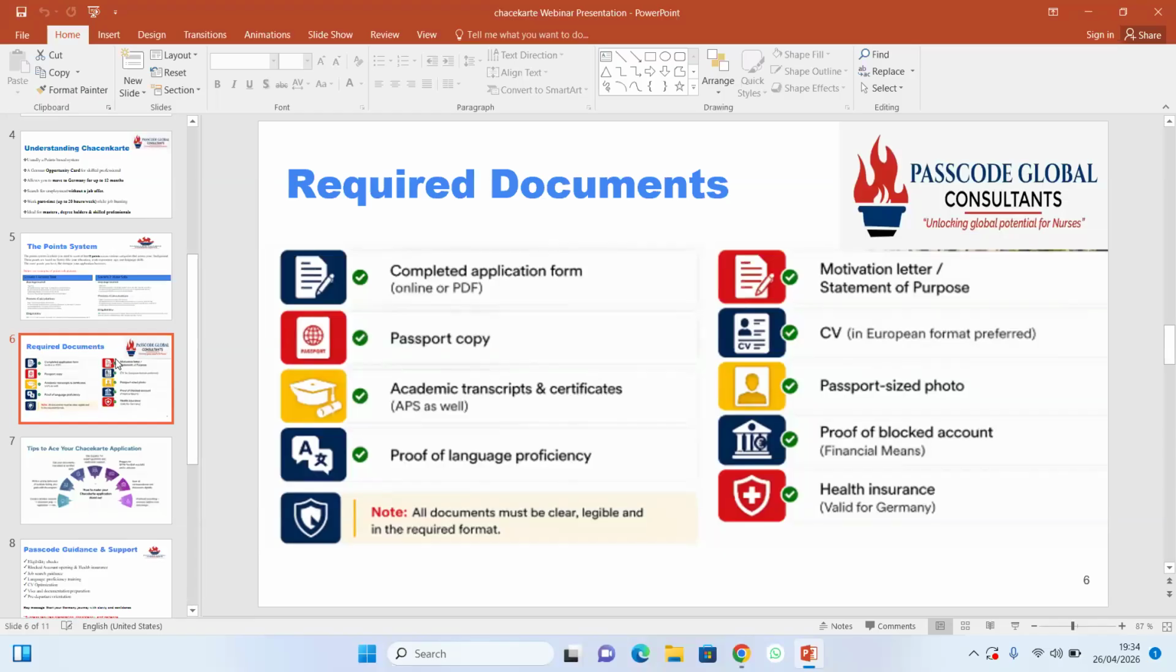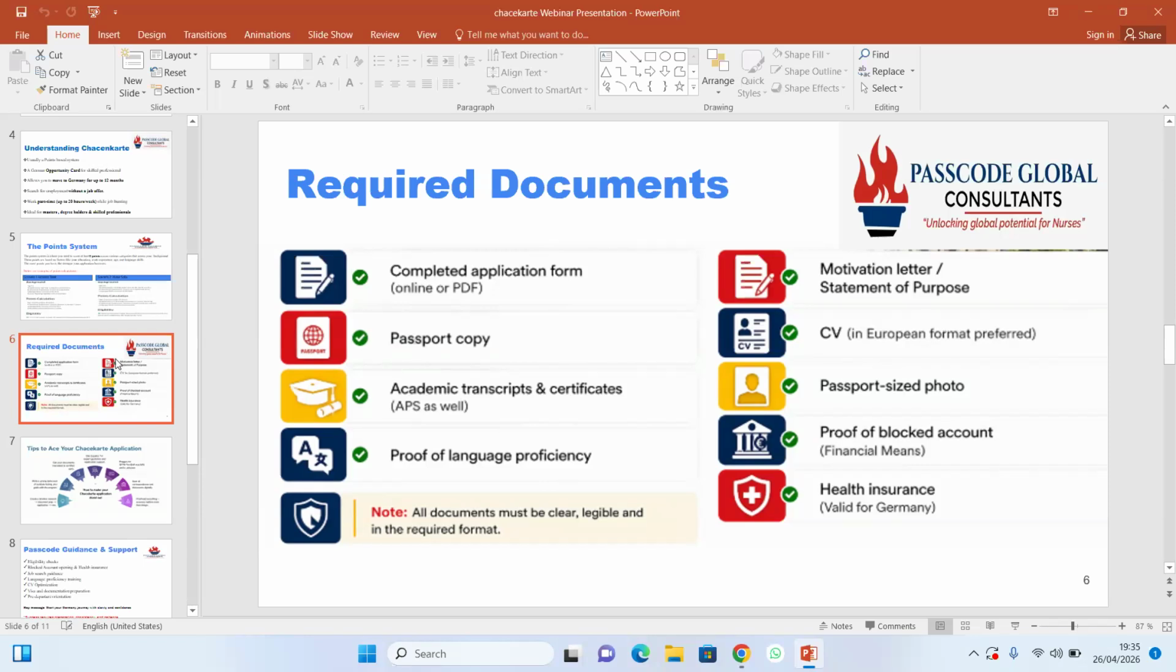So we're going to help with everything here. You will need a passport sized photo, proof of blocked account, health insurance. These are the required documents that you need for us to start the applications for you. So we're going to guide you on how to go about the application form. If you're not able to do it on your own, we schedule a Zoom meeting and our team guides you on how to go about it and answer the fields that you're not conversant with.